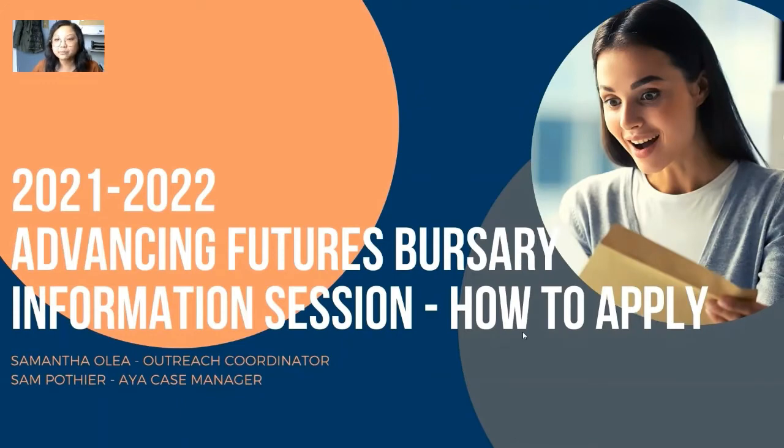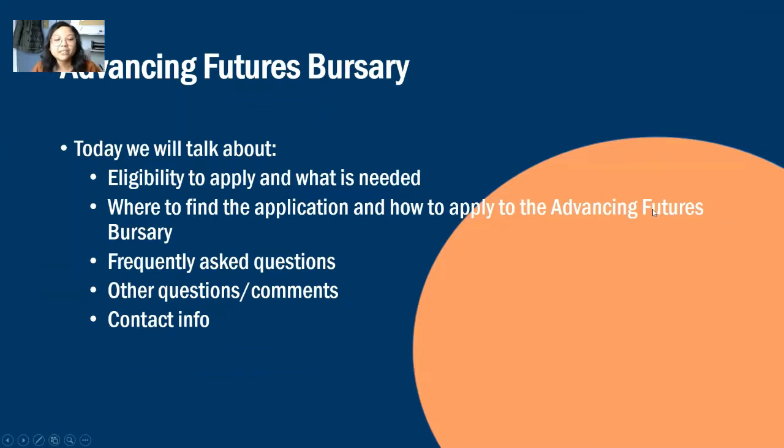So what we're actually going to be doing today, if I can get these slides to change. All right, here we go. So we're going to be talking about the Advancing Futures Bursary. We'll first look at some eligibilities to apply and what you need to have in order to apply to this bursary. Also, we're going to go through to where to find the application and how to apply to the Advancing Futures Bursary. So we're going to actually do a live demonstration on how you can find that application, how to download it, who do you email it to, all that jazz, okay?